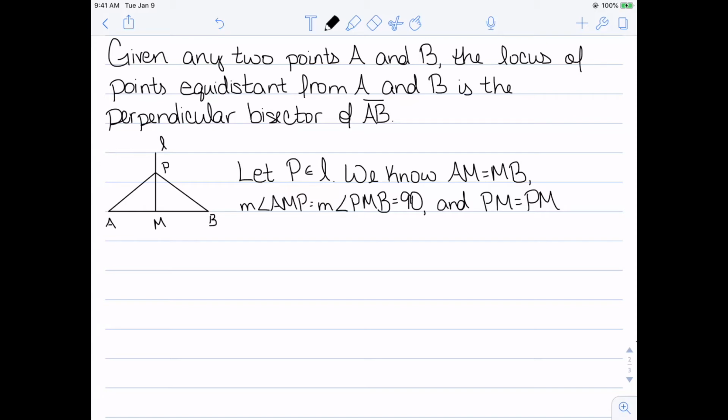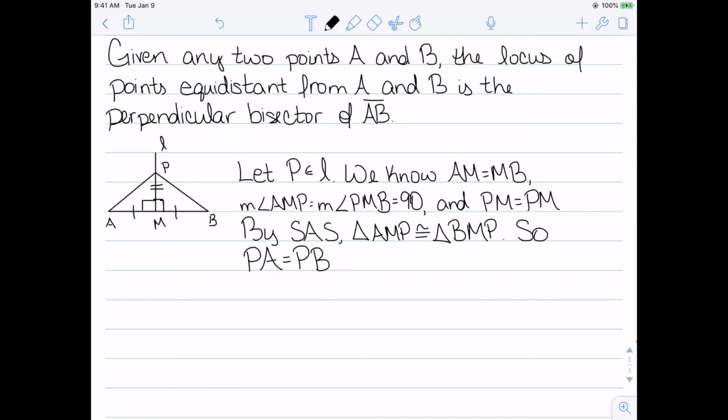We then know by definition of the midpoint that the distance between A and M and the distance between M and B are the same. We also know this angle AMP and this angle PMB are the same since they're both 90 degrees. And the segment PM is congruent with itself. By side angle side, we know that triangle AMP is congruent to triangle BMP.